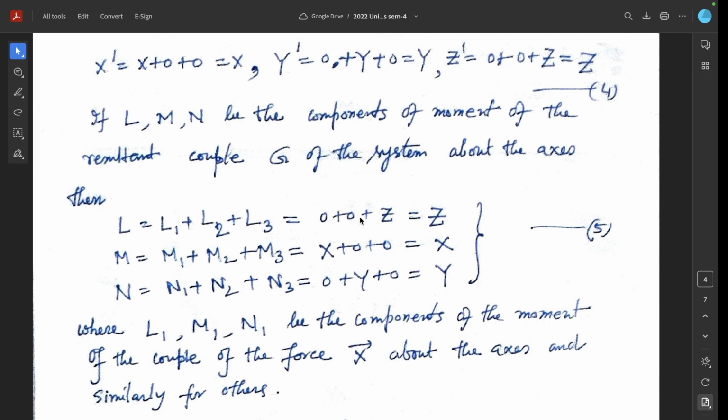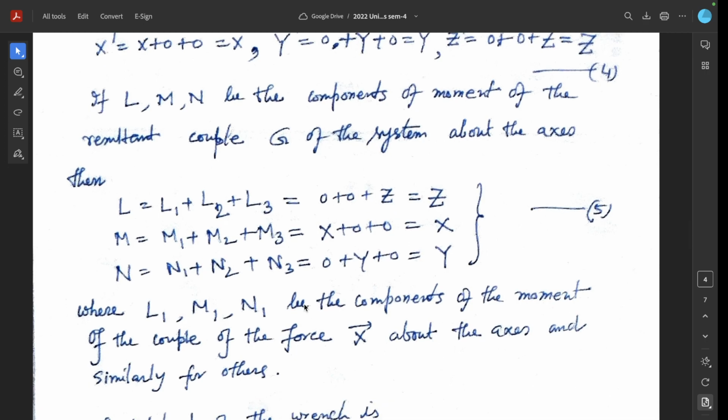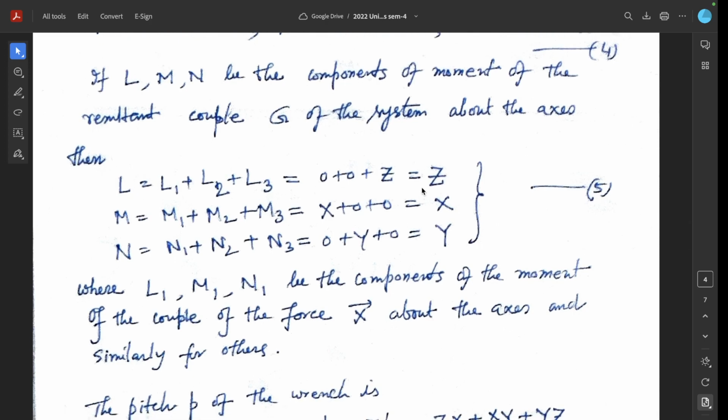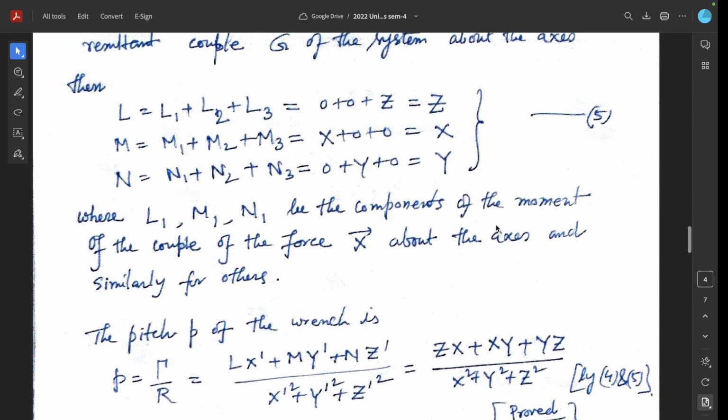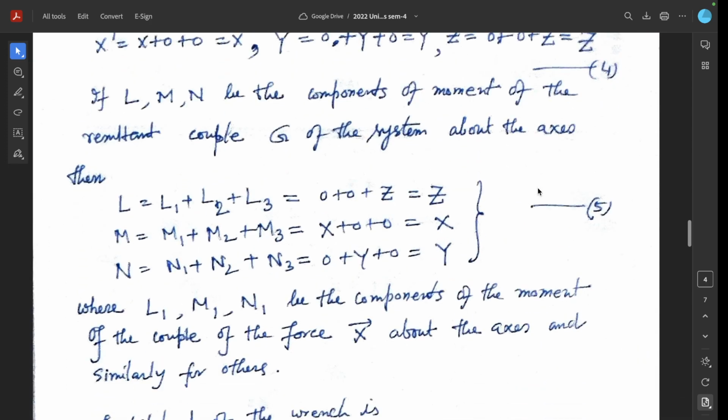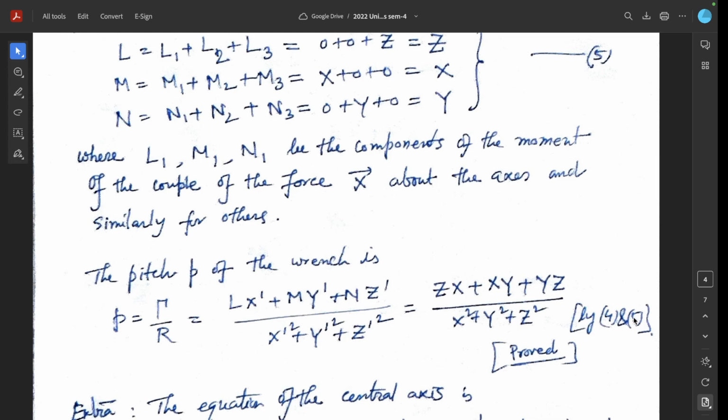So L1 equals 0, 0, Z. The moment of the X vector about the x-axis is 0. So L equals Z, M equals X, N equals Y. And the pitch P of the wrench is P equals G by R. The formula is (LX dash plus MY dash plus NZ dash) whole divided by the root of (X dash square plus Y dash square plus Z dash square). So X dash equals X, Y dash equals Y, Z dash equals Z from 4. Putting all these values, we get P equal to this, as proved.